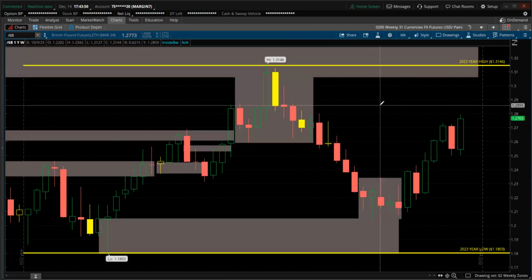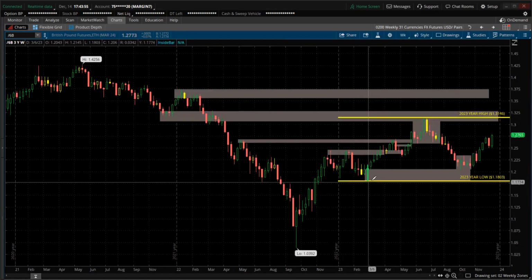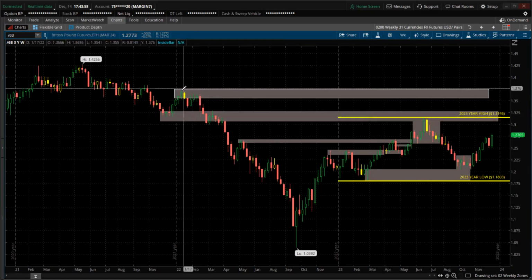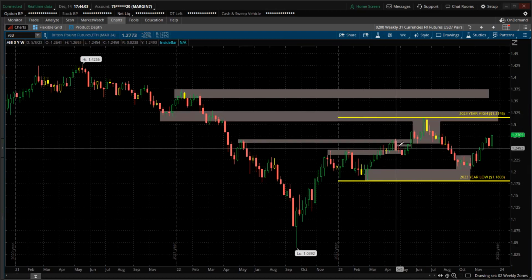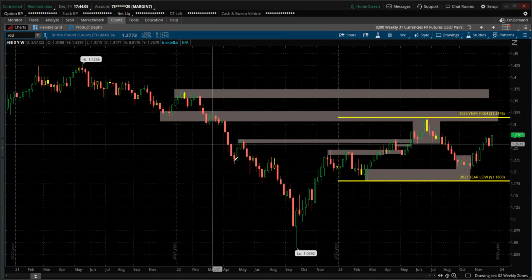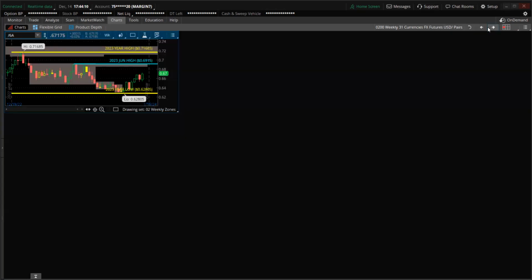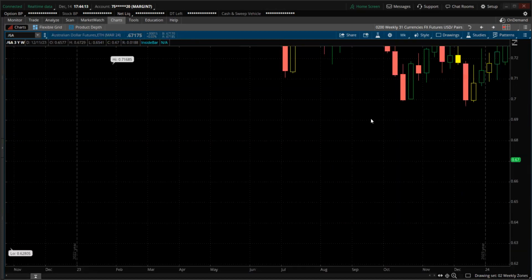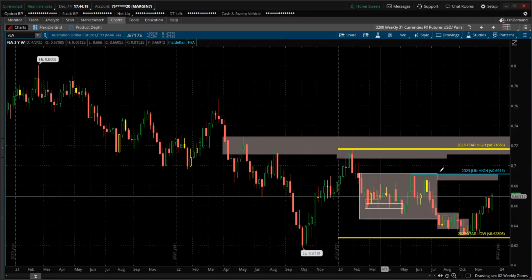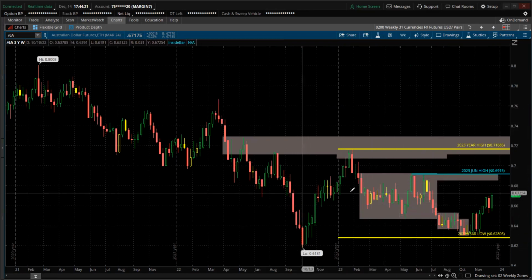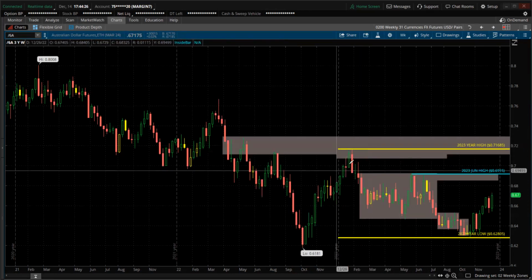British pound, another European currency. Here's the high for the year. Here's the low for the year. As well, here's the high of last year. Here's the low of last year. British pound, strong consolidation, still inside the range of last year. The Australian dollar. Here's the high of last year. Here's the low of last year. We are still inside. So again, there's something huge in common. All these currencies, other than the yen right now, are still inside the range of last year.